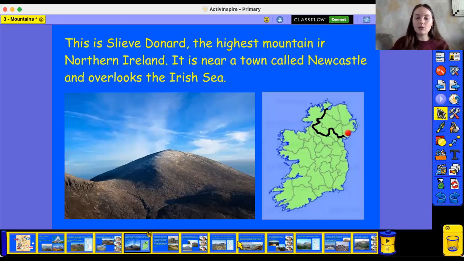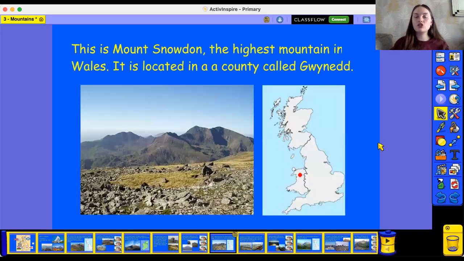Fantastic. And the last one that we've looked at so far is Snowdon. Snowdon is in Wales. Where's Snowdon? Wales, fantastic. So we're going to say that as a sentence. Snowdon is in Wales. Fantastic.